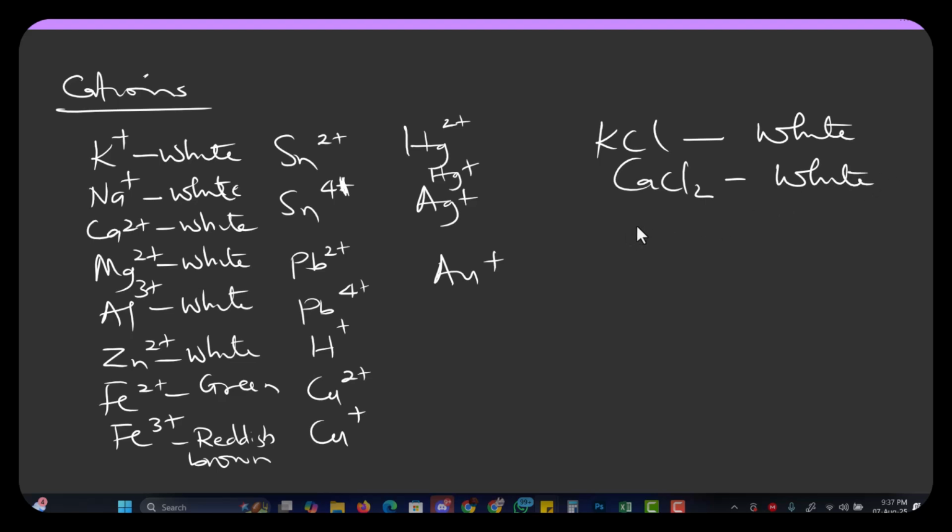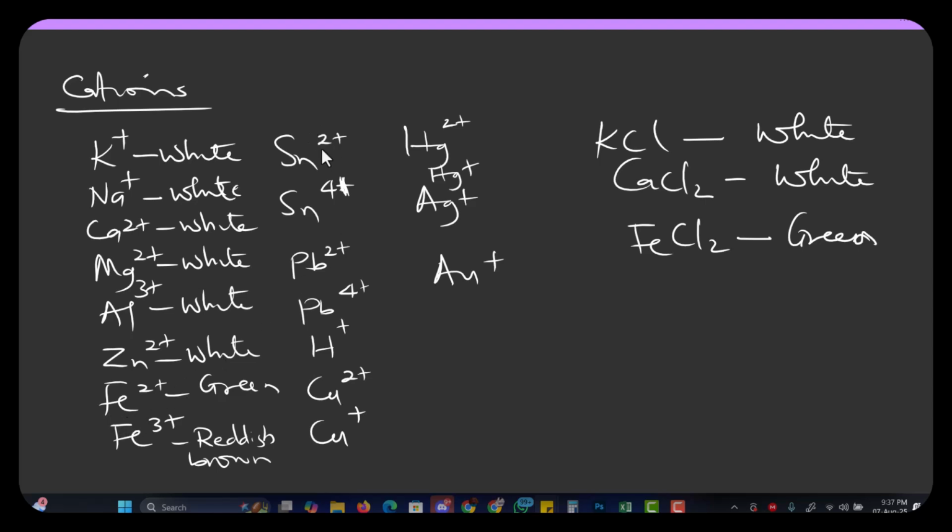Now what is the color of iron(II) chloride? Green. You will see it's green. And remember, what determines the color is the ion. That ion determines the color.